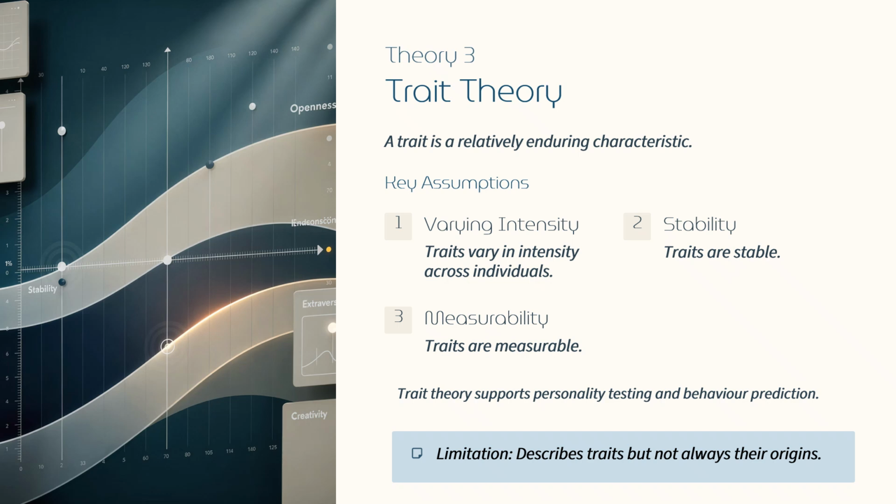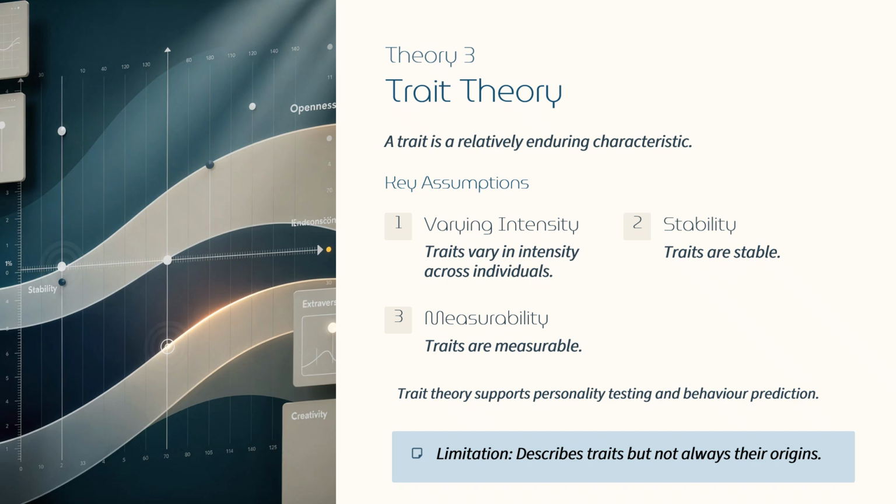Trait theory is perhaps the most practical approach for behavioral science. It defines a trait as any distinguishing, relatively enduring way in which one individual differs from another. This theory makes three basic assumptions. Traits are common to many people, but the amount of the trait varies. For example, everyone has some level of friendliness, but some have much more than others.